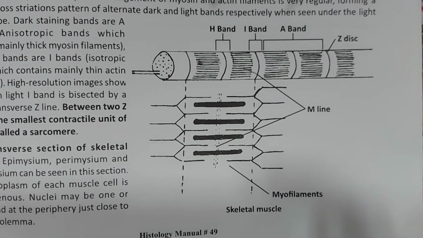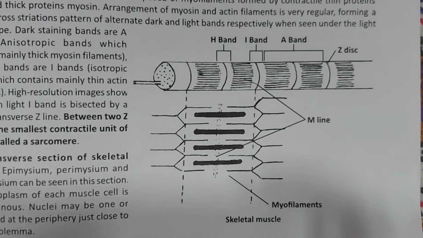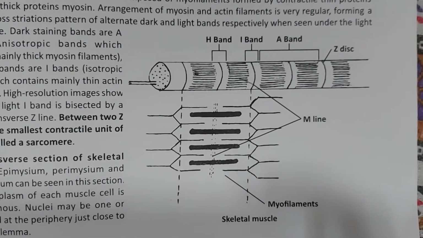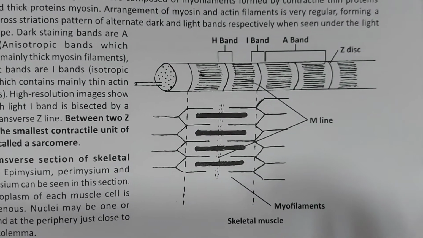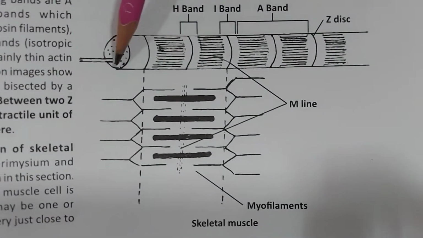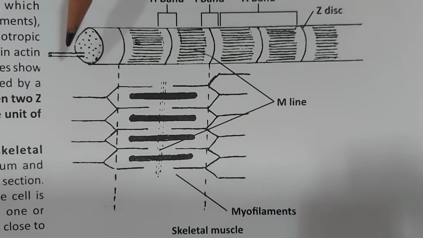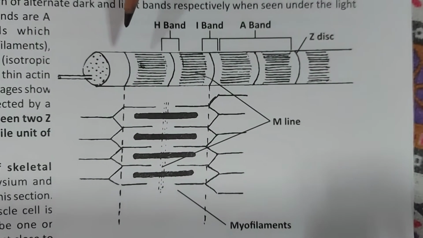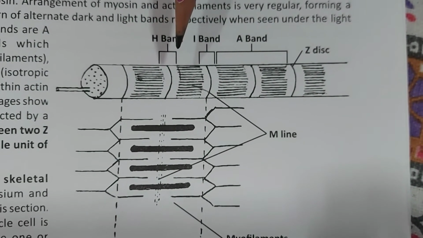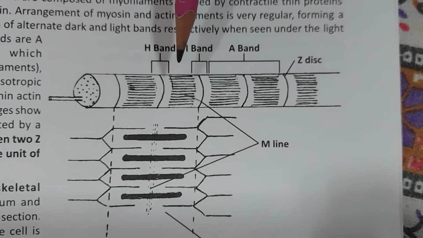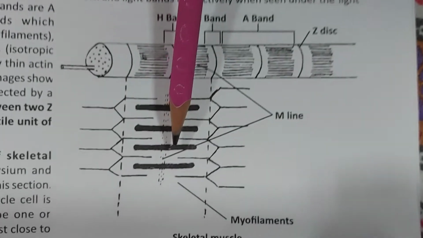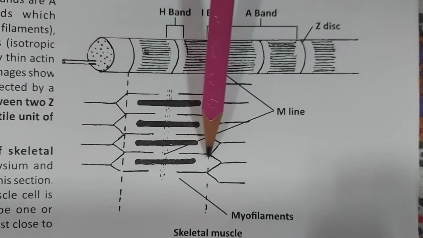Each muscle fiber is occupied by thousands of contractile thread-like structures called myofibrils. Myofibrils are in turn composed of myofilaments, which are formed by the contractile thin proteins actin and myosin. This is myosin, this is actin.